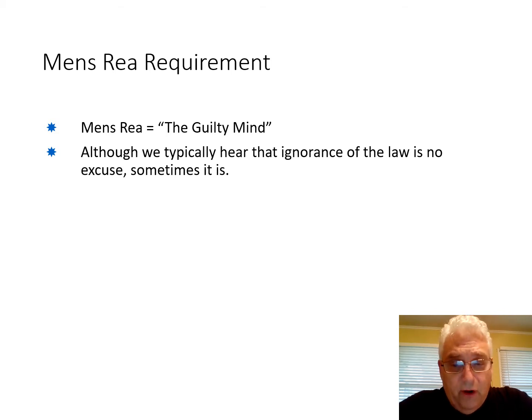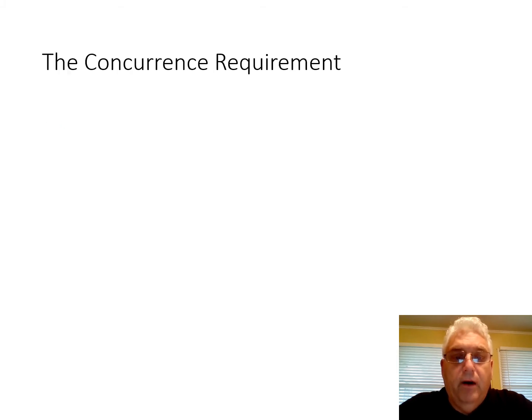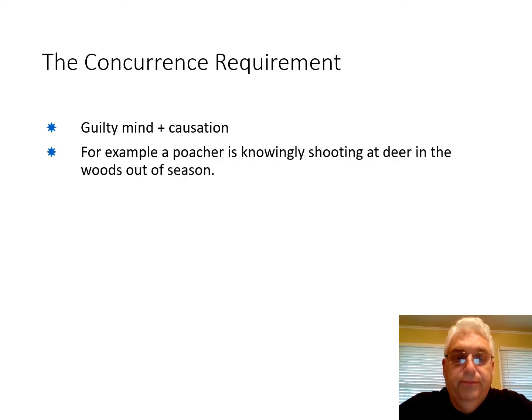Well, it can be if the law itself is considered to be too punitive. But in most cases, in order for a crime to be committed, you need to have what's called mens rea, or the idea of a guilty mind, or the idea that the person knew what they were doing was wrong. We'll keep that in mind as we move through to our full discussion about the different ways attorneys may challenge a court case. All right. Next, the concurrence requirement. In other words, guilty mind must be accompanied by causation.